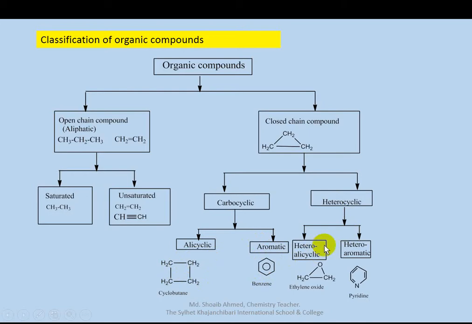Heterocyclic has hetero alicyclic and hetero aromatic. Hetero alicyclic contains a cycle but also other elements. Heterocyclic compounds are cyclic compounds of carbon, but with other elements present like oxygen, nitrogen, phosphorus. These are of two types, hetero alicyclic and hetero aromatic. If an aromatic compound contains different elements like nitrogen, they are heteroaromatic. Hetero alicyclic is not aromatic, but hetero because different elements like oxygen are contained, and it is a ring, so cyclic.